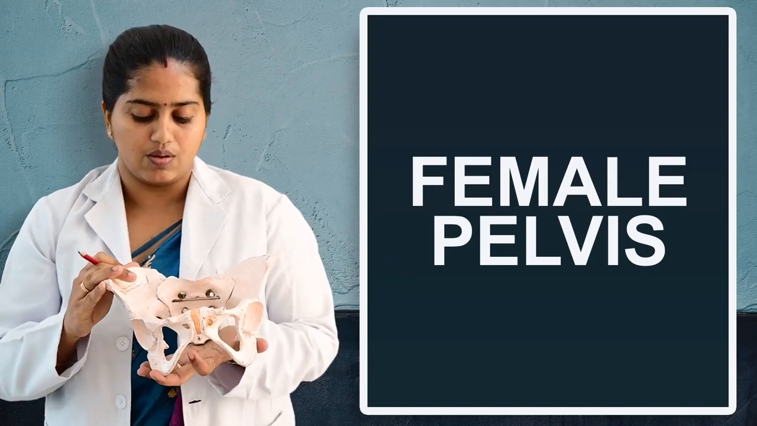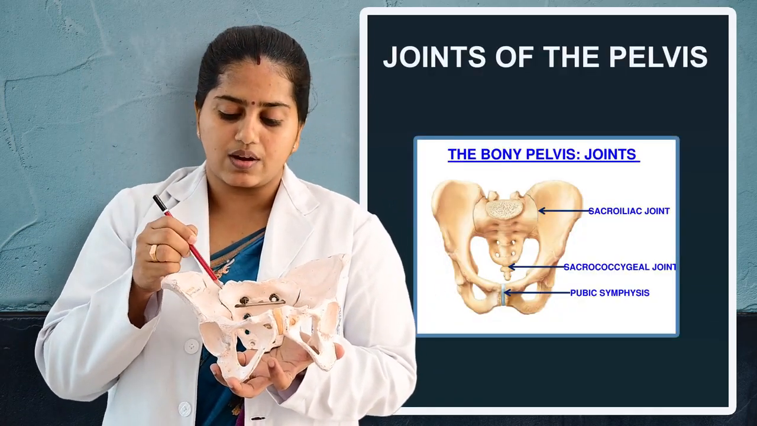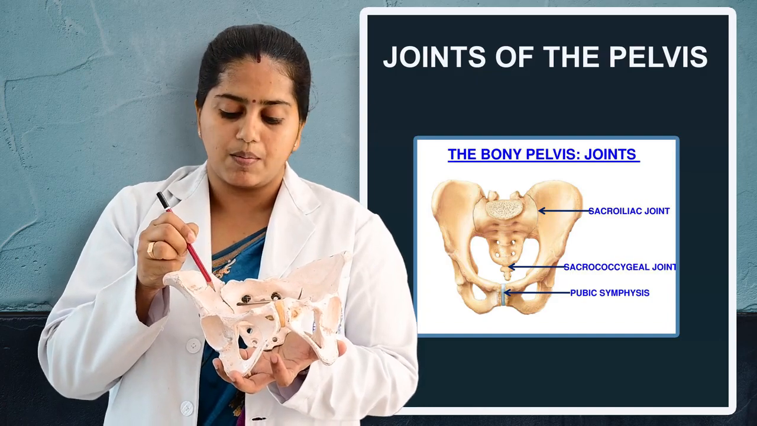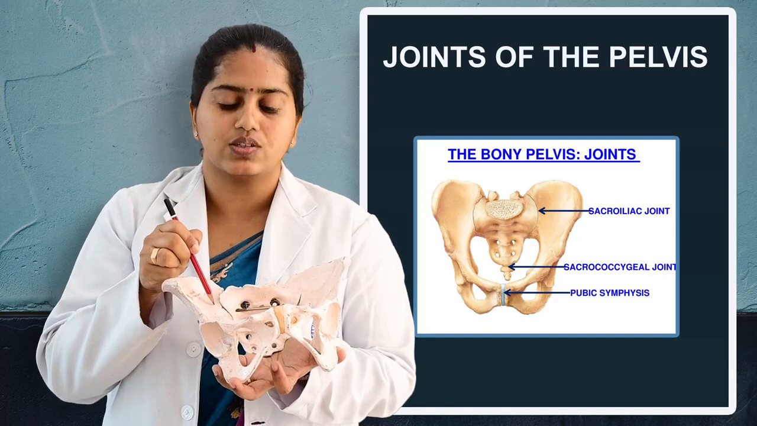So next we will see what the joints are. If you see, there are 4 joints. The first is the sacroiliac joint. The joint that is placed between the sacrum and the ilium is known as the sacroiliac joint.